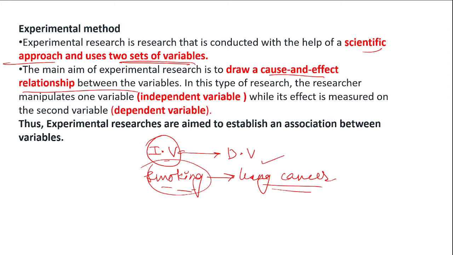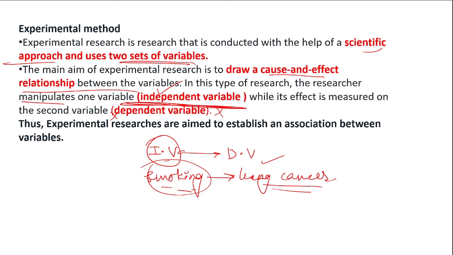Okay, and smoking here is the independent variable, and in experimental research the researcher can manipulate the independent variable, not the dependent variable. Okay, the researcher can manipulate, change the measurements of independent variables to see the effect on dependent variable. So here manipulation occurs only on independent variable, not dependent variable.